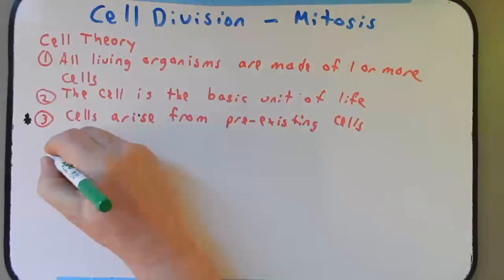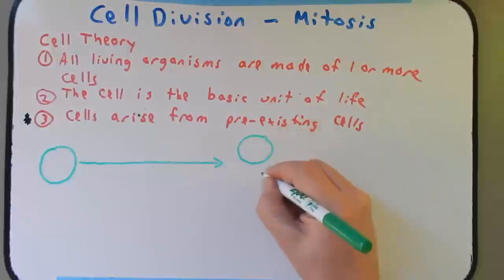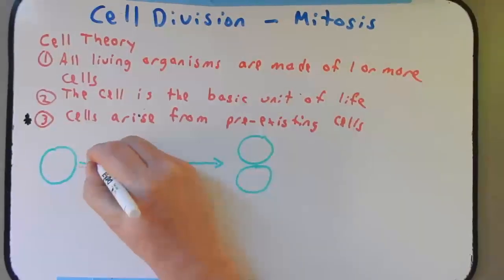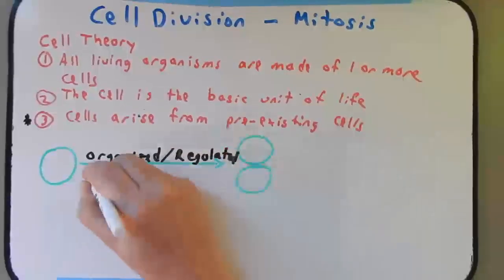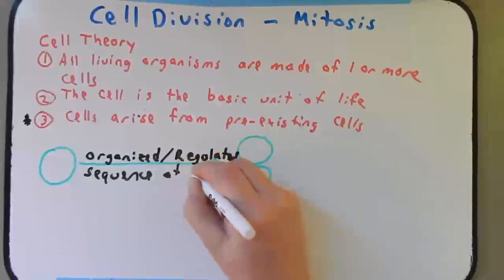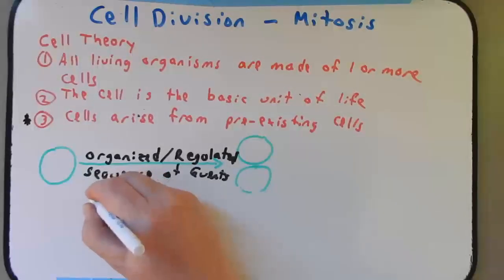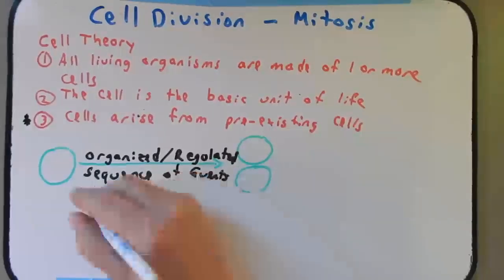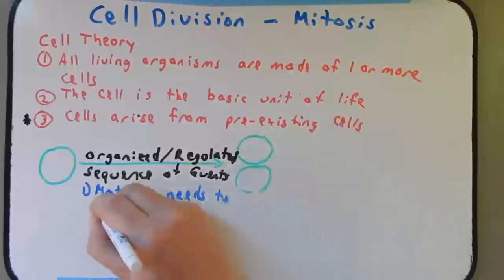So basically what we're going to talk about is how we take one cell here and generate two cells. In order to do this, it doesn't just happen by accident. It's an organized, regulated sequence of events. In this process, two large things have to happen. The first is that material needs to be copied.